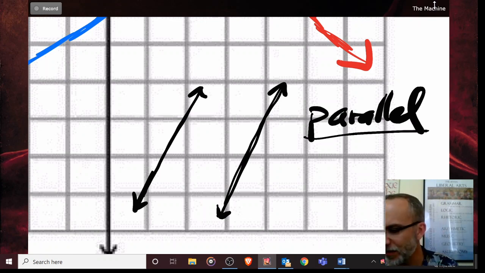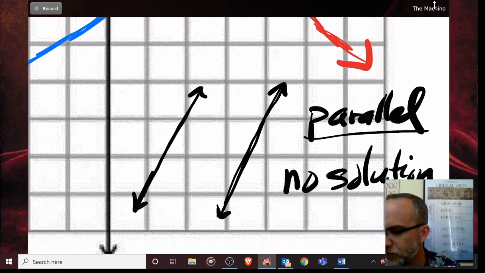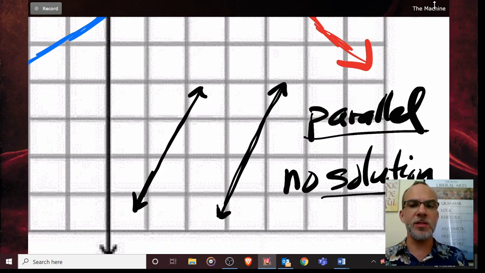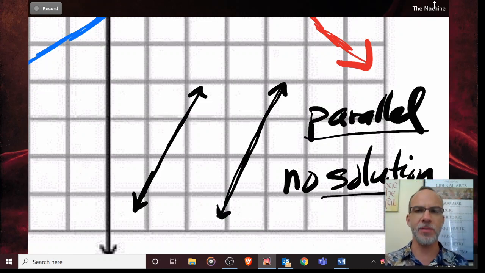So what does that mean? There's no solution. There is no single point that solves both of them at the same time. Now, by looking at the equation, how can you figure out that they're parallel? Maybe even without graphing. You think about that. That's a great question. I'm going to leave that to you.